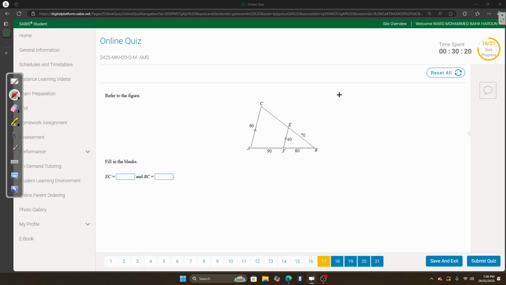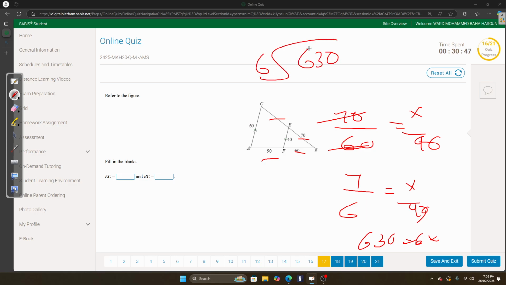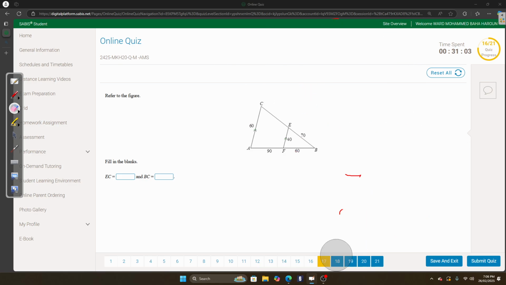For this one, the way I do it, 70 over 60 is equal to x over 90. You can do 60 over 70 is equal to 90 over x if it's easier for you. Divide by 10 on both sides. 7 over 6 is equal to x over 90. 7 times 9 equals 63, and then you just add the 0, is equal to 6x. Divide both sides by 6, so 630 divided by 6. The answer is 105. So EC is equal to 105.